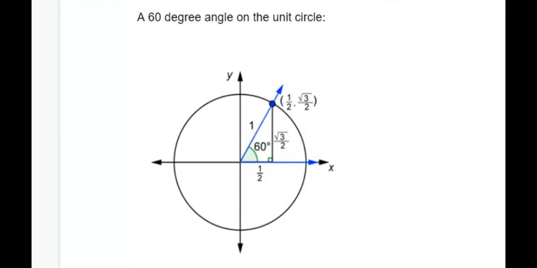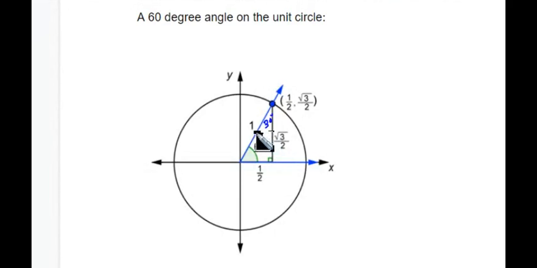Now let's talk about the final angle degree that you'll see in the first quadrant of your unit circle. It's a 60. It's going to have the same answers as the 30, but you'll notice that they're in different locations because now your short side is on the x-axis and this longer side is your y measurement.